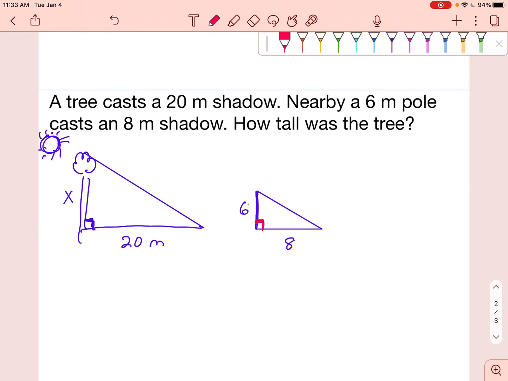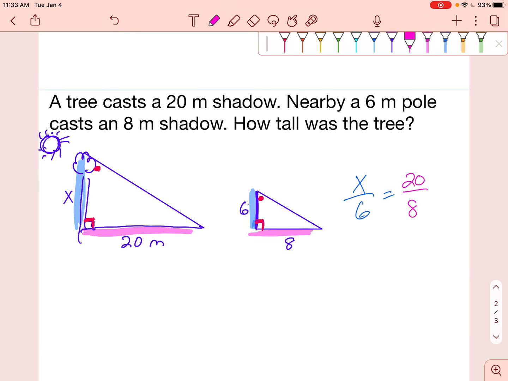Therefore, we have this angle that is congruent to this angle. We also have the angles of the sun that should be congruent to each other because they're nearby each other. So these triangles are similar by angle. Therefore, we can set up a proportion. The height of my tree over the height of my pole should be equal to the shadow of my tree over the shadow of my pole. And this is how similarity works.